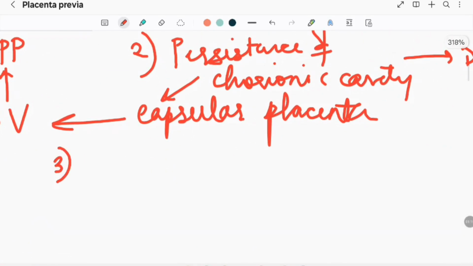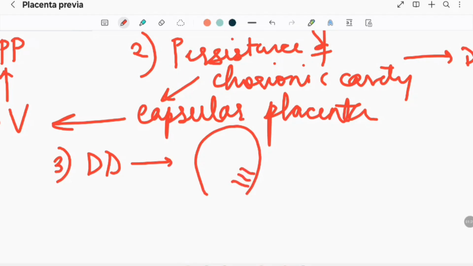Then the next theory is defective decidua, which results in spreading of the chorionic villi in the uterine wall to get nourishment, and then it becomes adhered in the lower segment of the uterus, so it forms a low-lying placenta.